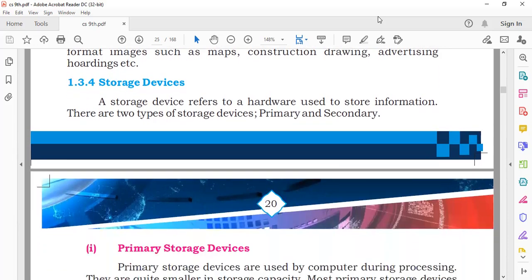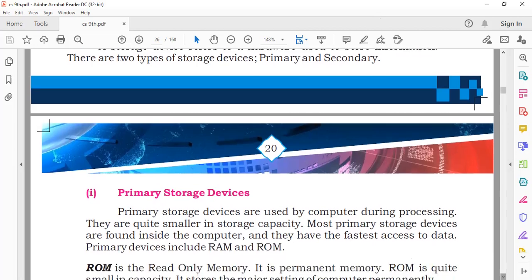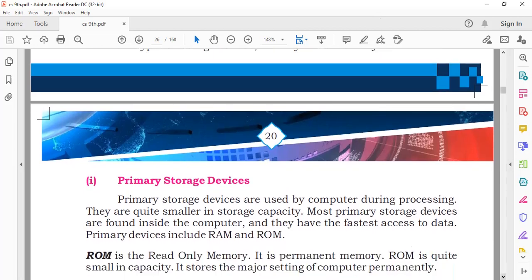Storage device. A storage device refers to hardware used to store information. There are two types of storage devices when you store your information or data: one is primary and the other is secondary. Let's talk about the storage devices in detail.